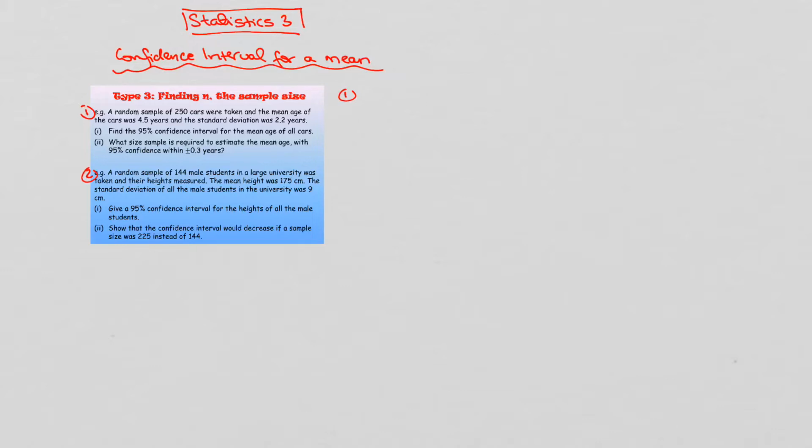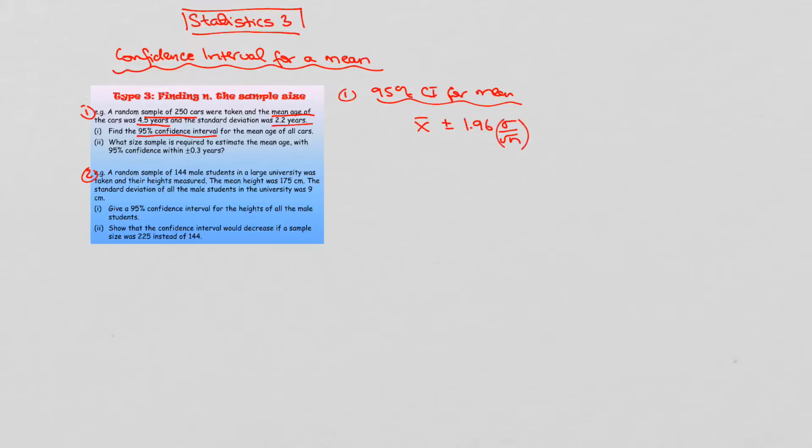what we have is a random sample of 250 cars were taken and the mean age of the cars was 4.5. The standard deviation was 2.2 years. And the first one is to find the 95% confidence interval for the mean age of all the cars. So our 95% confidence interval for the mean is our sample mean plus or minus our margin of error.